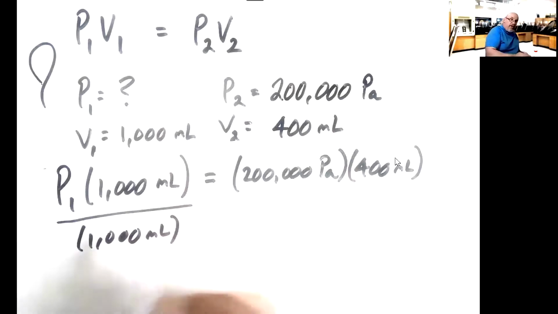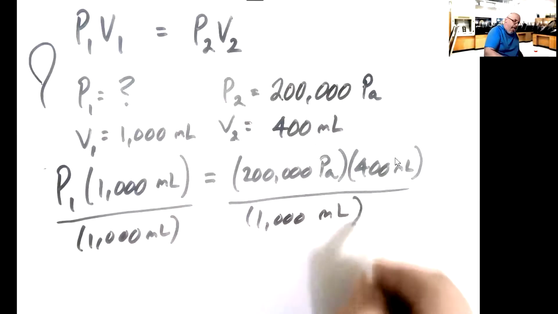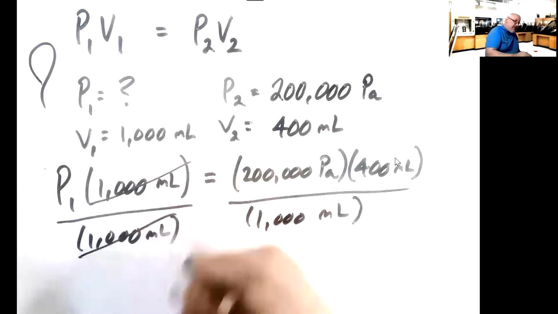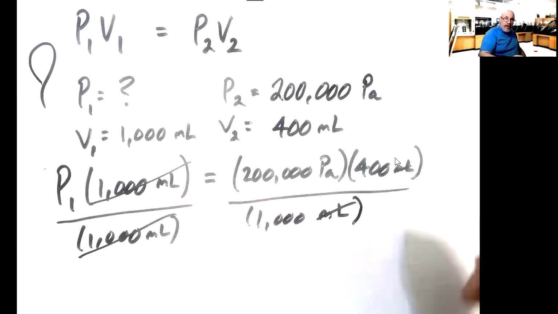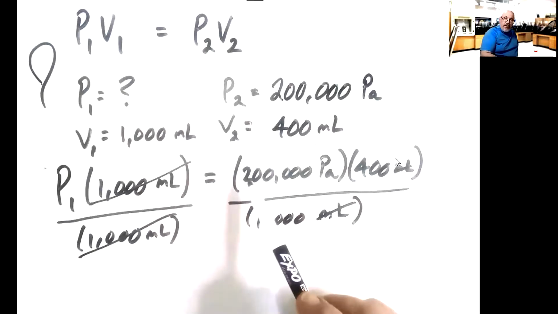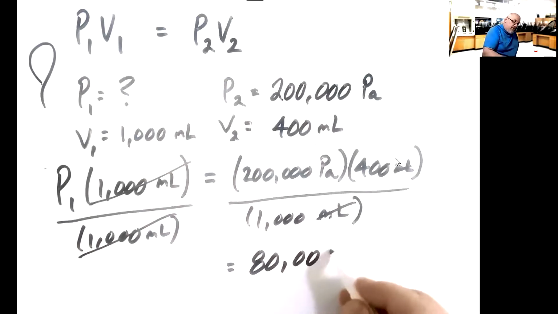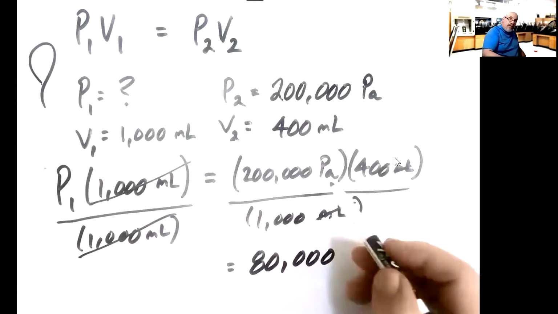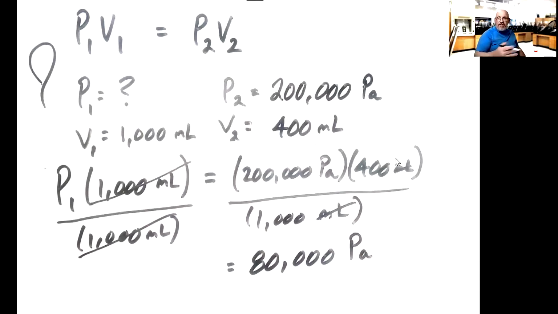And of course, whatever we do to one side, we have to do the other side. This, of course, completely cancels. Here, we just cancel the unit of the milliliters now. Now, this is a little tricky, so just remember, this is 200,000, that's 400. Well, 200,000 divided by 1,000 is just going to be 200. So really, this is just 200 times 400. So when we get done doing the math, what do we discover? We discover it's 80,000. 200 times 400 is 80,000. The answer is pascals, because that's the unit that wasn't canceled.